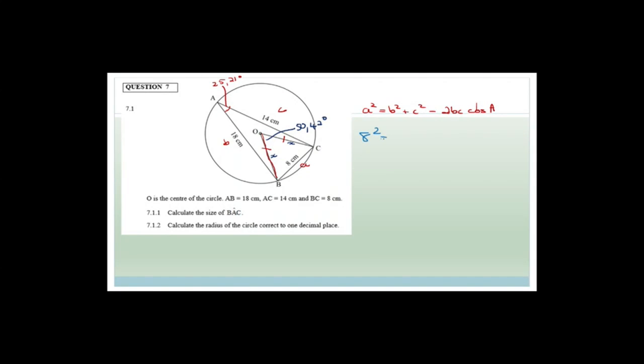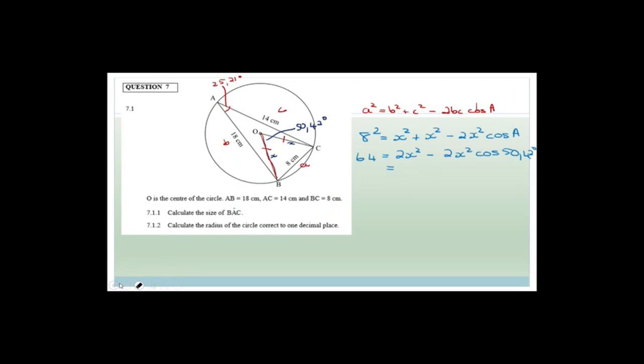8 squared is equal to x squared plus x squared minus 2x squared cos A. Agreed? Therefore, 64 is equal to 2x squared minus 2x squared cos of 50.42 degrees. Do you agree we can take out a common factor of 2? No, let's try again.